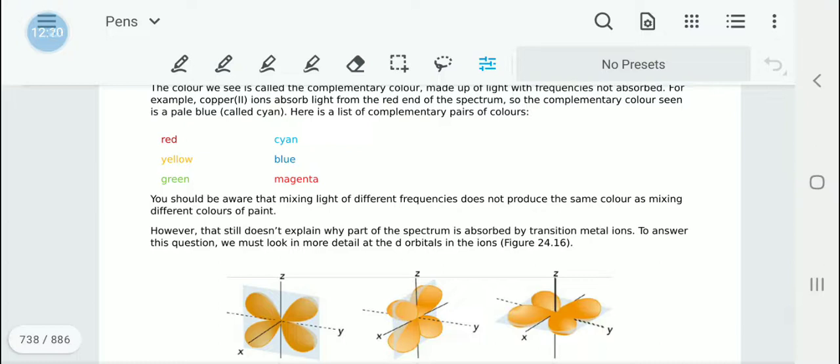I'm not really sure how it is pronounced, but cyan is a likely candidate.